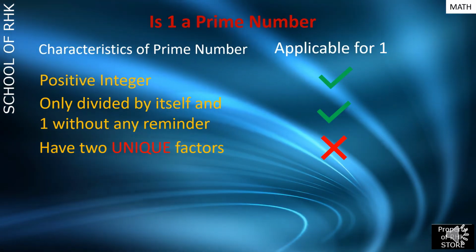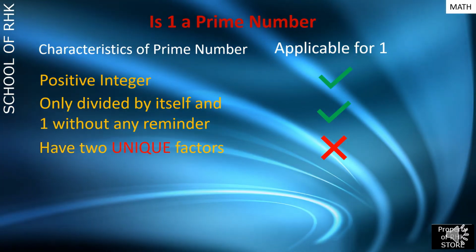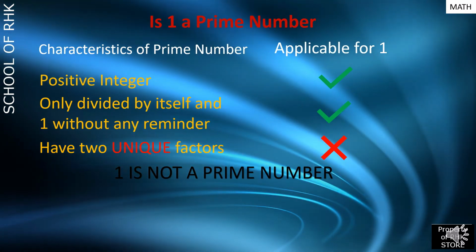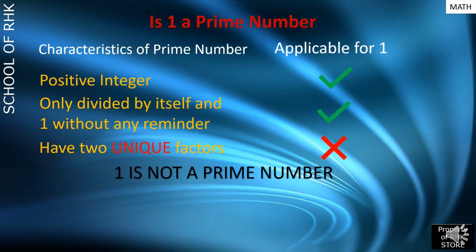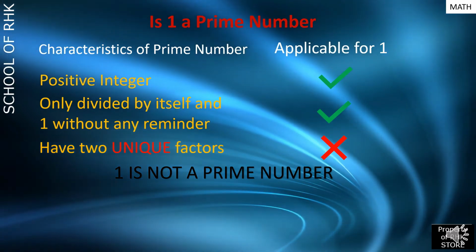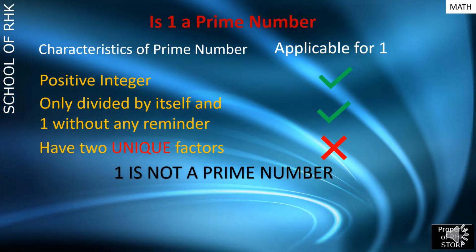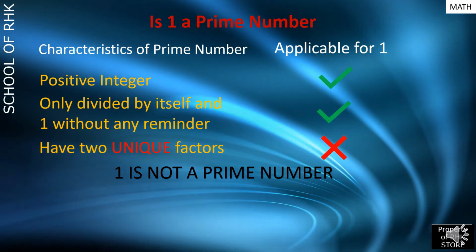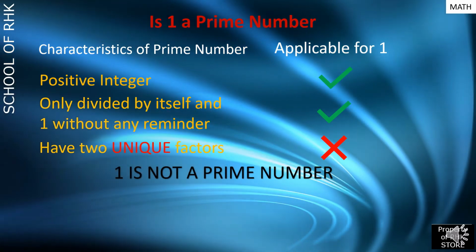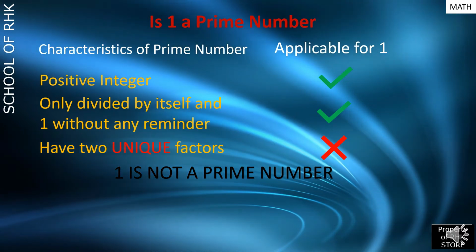Therefore, considering the third characteristic of a prime number, since the two factors of 1 are not unique, 1 is not a prime number. It is important to remember that mathematical definitions evolve over time. Throughout history, many mathematicians have considered 1 to be a prime number, although this is no longer the generally followed approach.